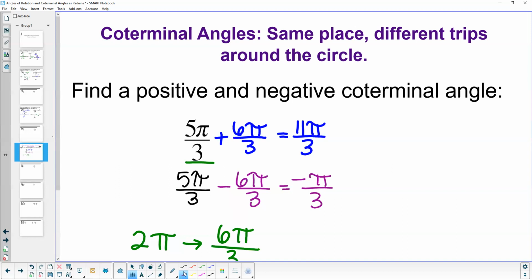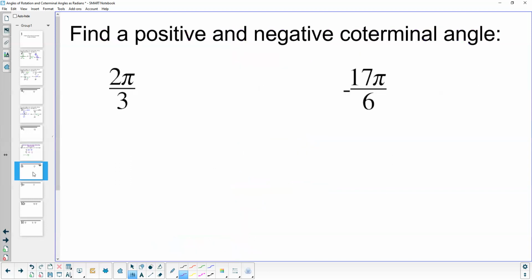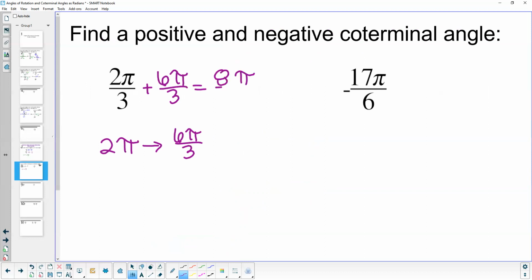Now, unlike with degrees, where it's always add or subtract 360, with these radians, we need to add or subtract 2 pi, but we want the 2 pi to be written in the form where it has the same denominator. So we're going to practice finding some coterminal angles here by finding a common denominator. So in this case, these ones are still a denominator of 3. So that means 2 pi is going to be 6 pi over 3. So we want to add 6 pi over 3, which gives us 8 pi over 3. And we want to subtract 6 pi over 3. And 2 minus 6 is negative 4 pi over 3.